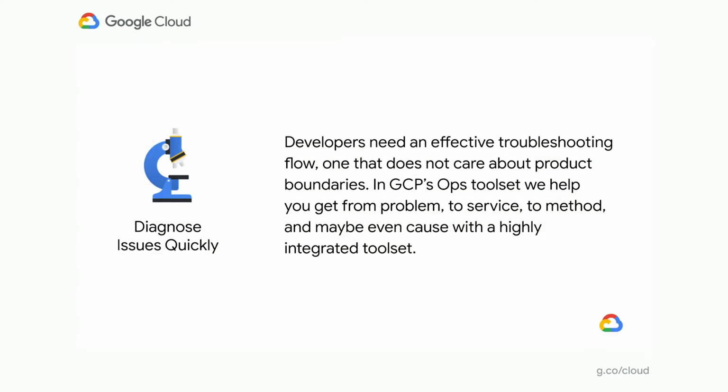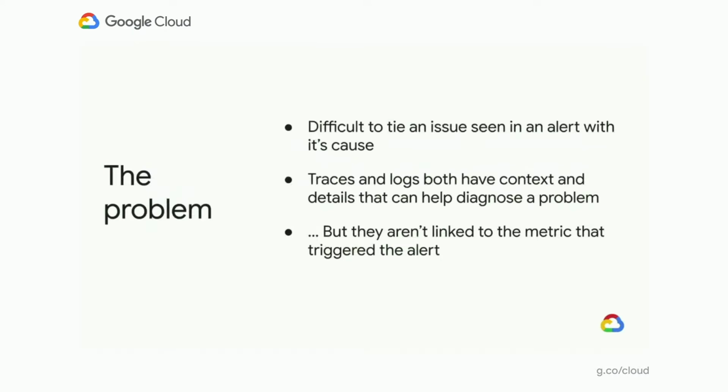We're going to be talking about each of these areas with specific examples of how they can help developers be more effective. First of all, let's talk about diagnosing issues quickly. Metrics are a key part to understanding problems and what's happening with your system. Traces and logs have the context and details to help you diagnose the cause of said issues. But they're not always linked together.